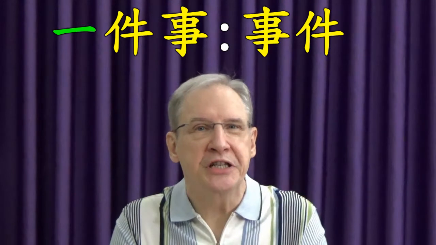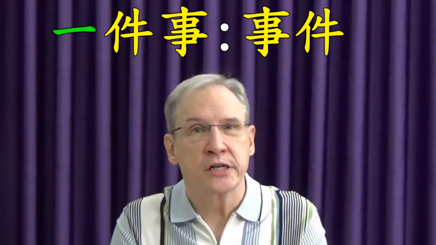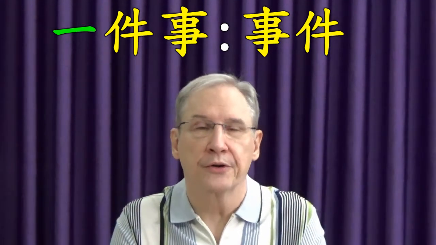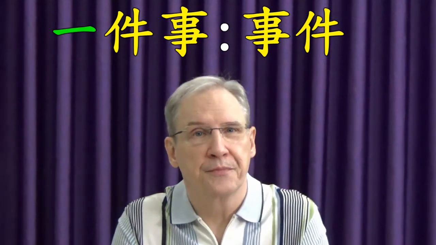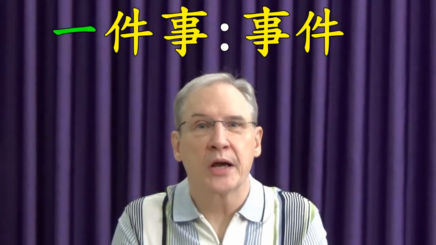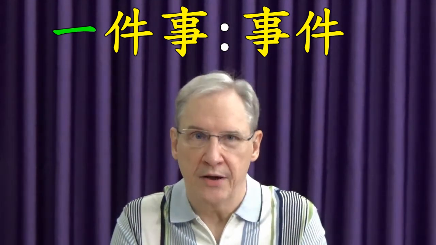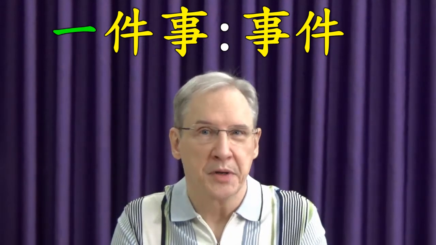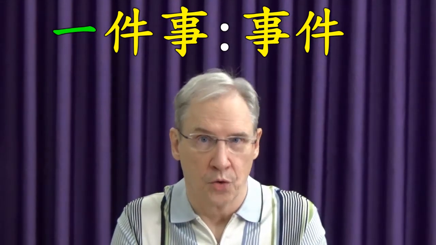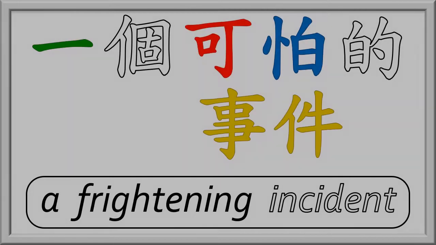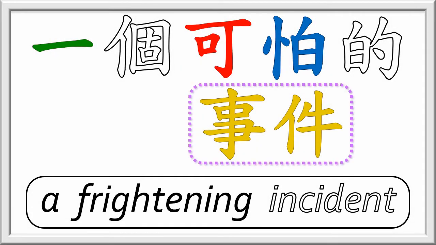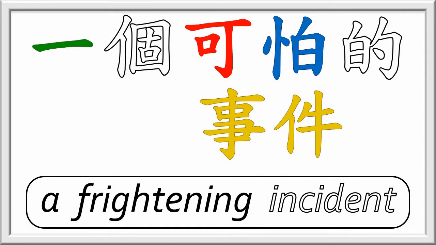Likewise, jian is the measure word for shi, meaning matter, affair, issue, or business. By turning the characters around, we have created a more specific noun, shi jian, meaning incident or event. 一个可怕的事件. A frightening incident. Here is our color chart with today's 7 characters.